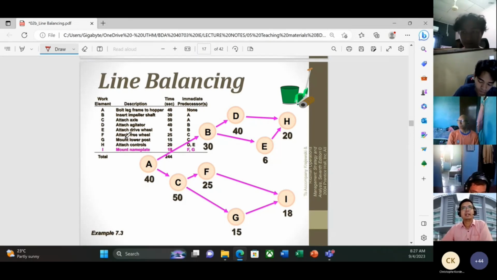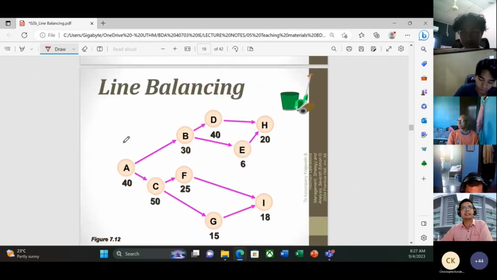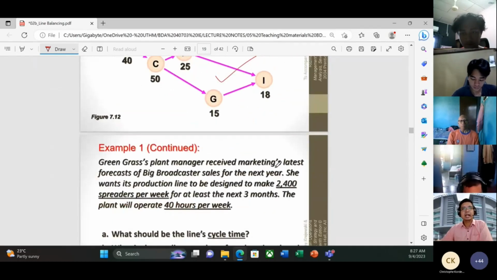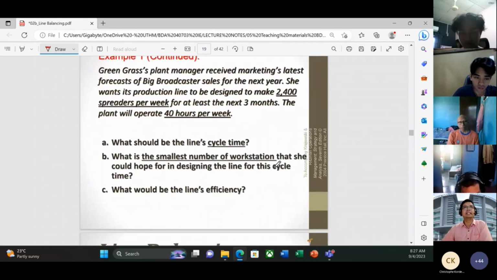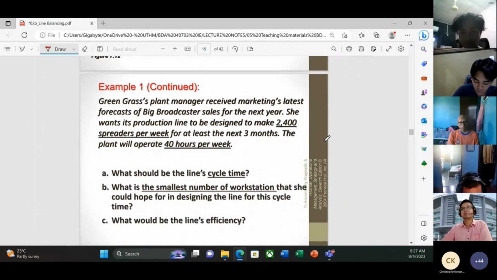Okay, good. If you draw like this, it might be 3 marks, depending on our question. So this is a precedence diagram. And number 2, please copy down this example first. Just copy down the basic values, the important data: 2,400 spreaders per week for at least 3 months, and the plant will be operated at 40 hours per week.